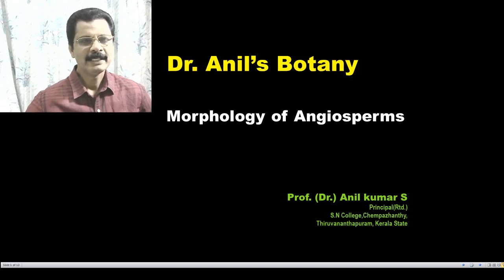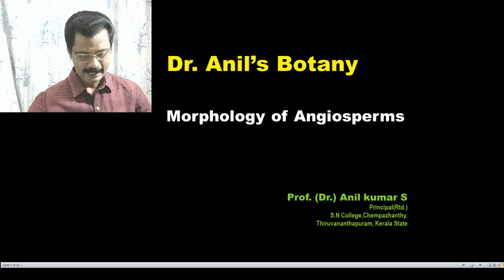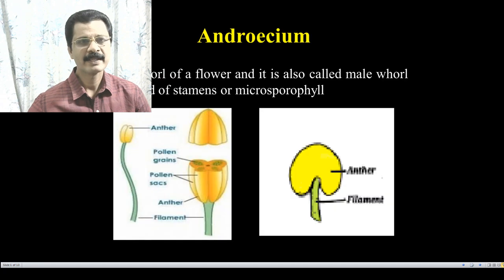Welcome. Today we will talk about the third whorl of a flower, that is Androecium. Androecium is the third whorl of a flower and it is the male whorl and it is one of the essential whorls and it is composed of stamens, otherwise called microsporophylls. Stamens are the modified leaf. Microspore bearing leaves are called microsporophylls.